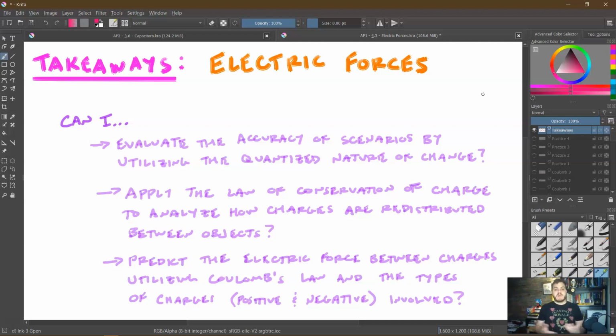Can we apply the law of conservation of charge to analyze how charges are redistributed between objects? So if I touch two objects together, how do they move around? If I rub them together, how do they move around? Etc. And lastly, can we predict the electric force between charges using Coulomb's law? Fe is equal to k q1 q2 over r squared, those q's being absolute values, and the types of charges involved. So if it's a positive and a negative, they attract. Positive and positive, they repel. Negative, negative, they repel. So that should be about it. This should conclude this unit on circular motion and field forces.